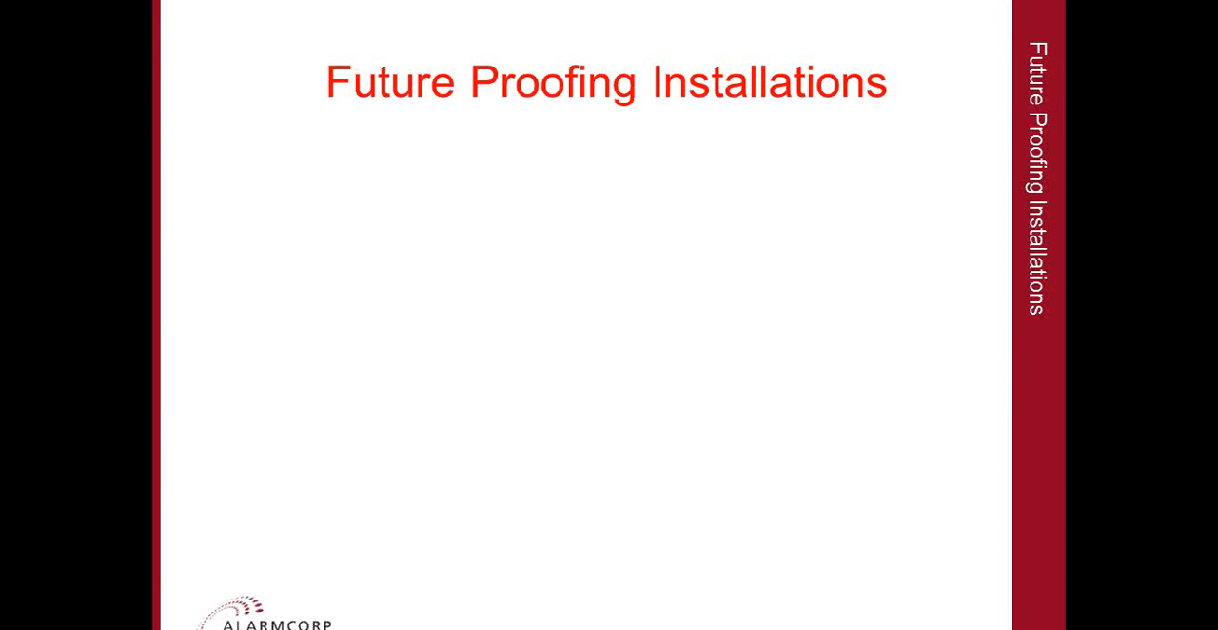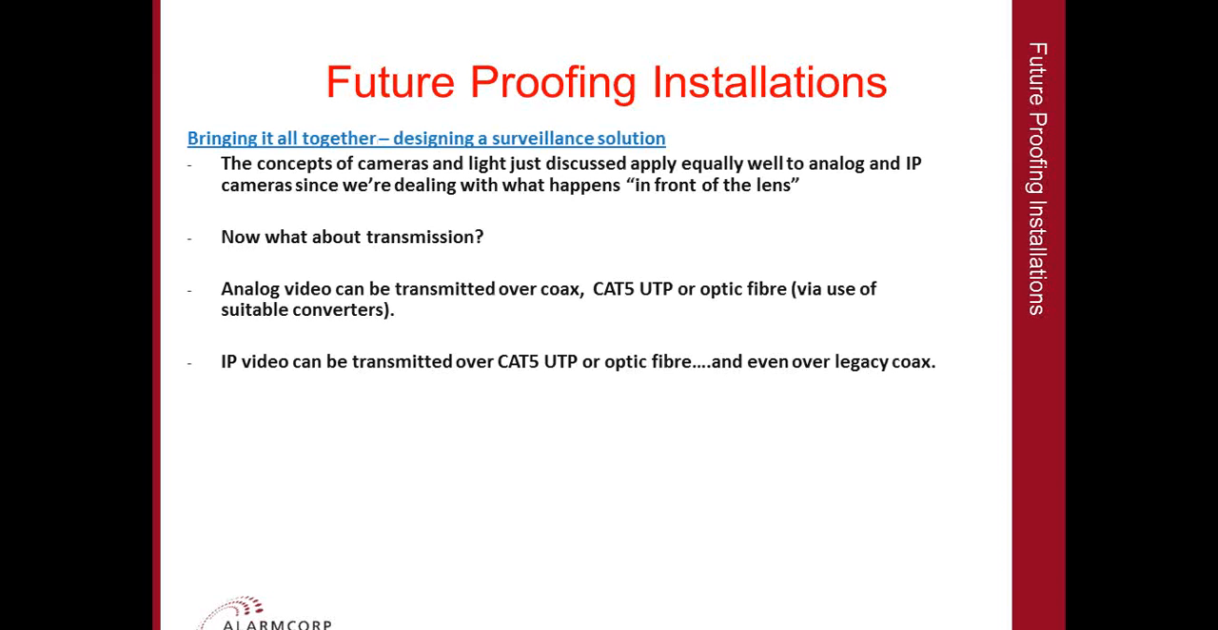Okay, now let's talk about future-proofing installations. We just talked about light and cameras. As I said earlier, this applies to both analog and IP cameras because we're talking about what happens in front of the lens. Now what about transmission? We know that analog video can be transmitted over coax, Cat5, UTP, or optic fiber via the use of suitable converters. Now we know IP video is typically transmitted over Cat5, UTP, or Cat6, or optic fiber. However, you can even transmit IP video over legacy coax.